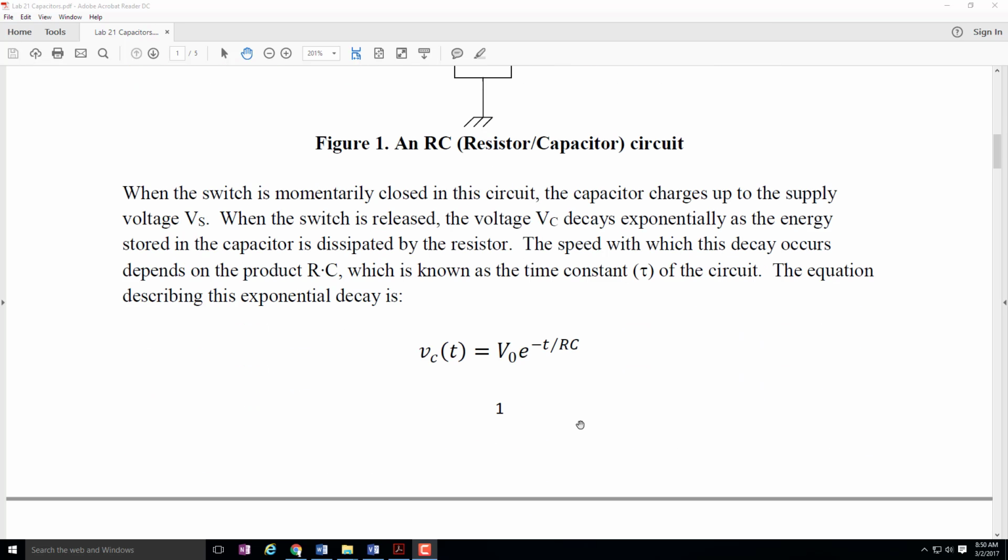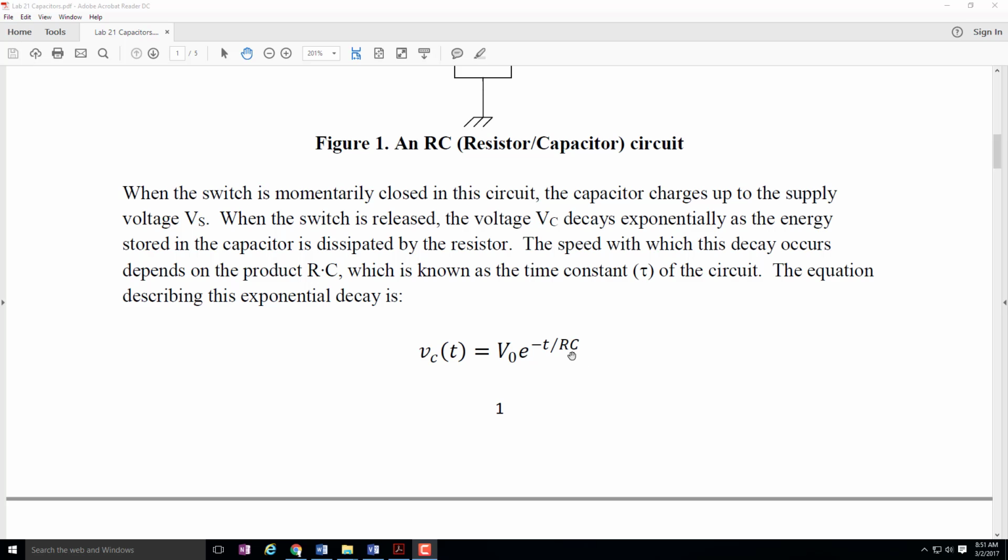So here's the equation that shows the voltage across the capacitor as a function of time: the original voltage, V sub 0, whatever the voltage supply is, times e to the minus t divided by R times C. Now this R times C is a very important quantity. That's known as the time constant. So sometimes this equation will be written as V sub 0 e to the minus t over tau, because the Greek letter tau is used to represent the time constant. Either one of those equations is equivalent.